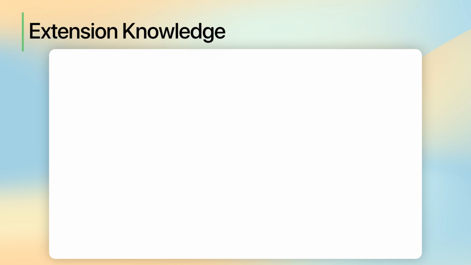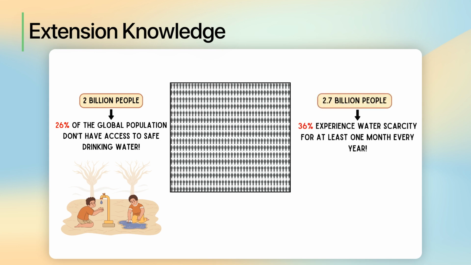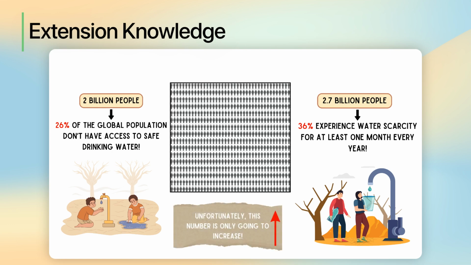Now think about this. 2 billion people, which is 26% of the global population, don't have access to safe drinking water. On top of that, 2.7 billion people, 36%, experience water scarcity for at least 1 month every year. And unfortunately, this number is only going to increase.